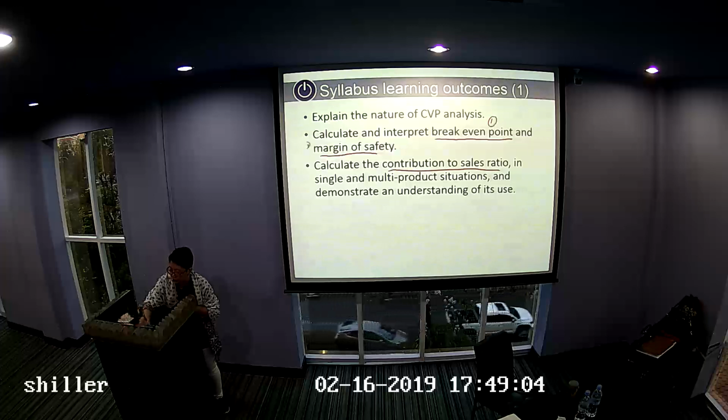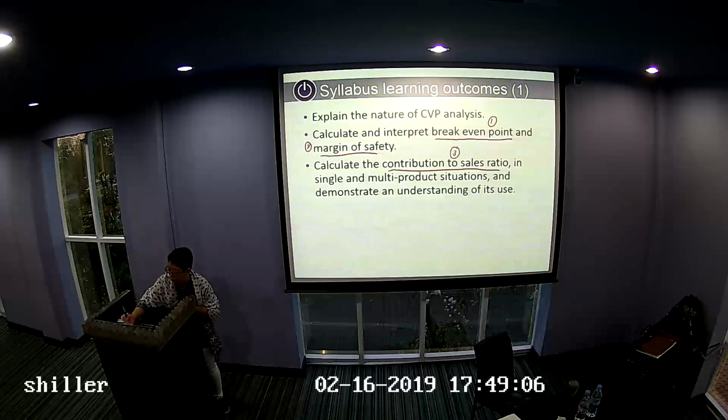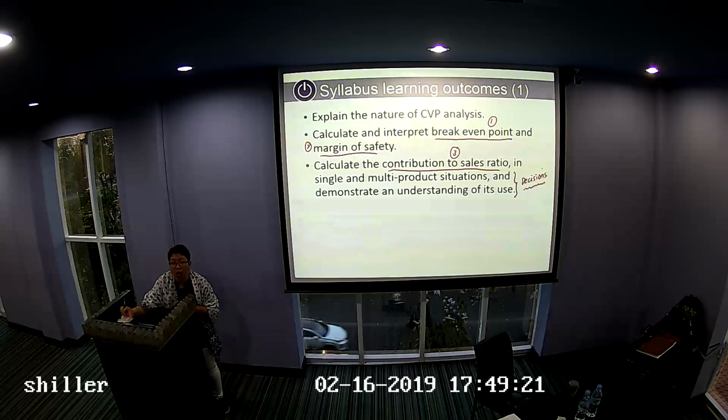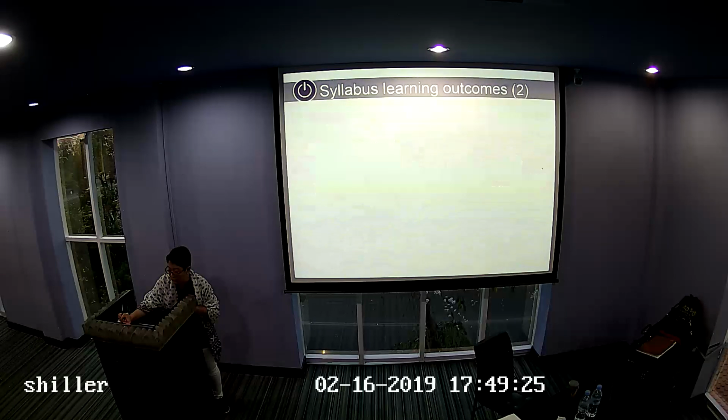What else? And then you need to actually use it to make decisions. Remember, our section of the syllabus is decision-making technique. So how does this calculation help you make decisions?